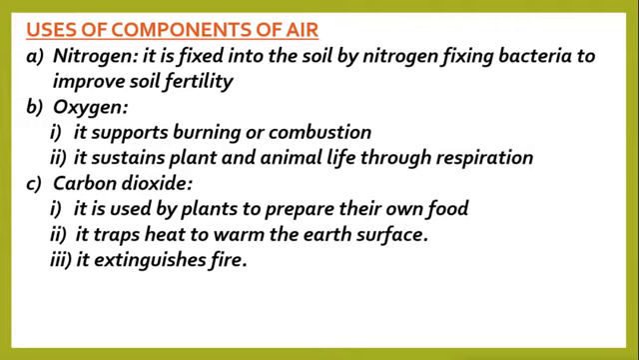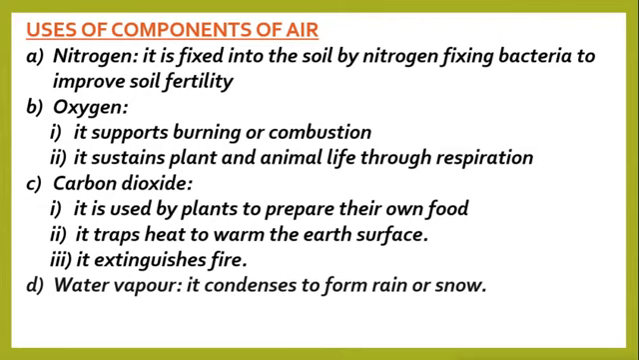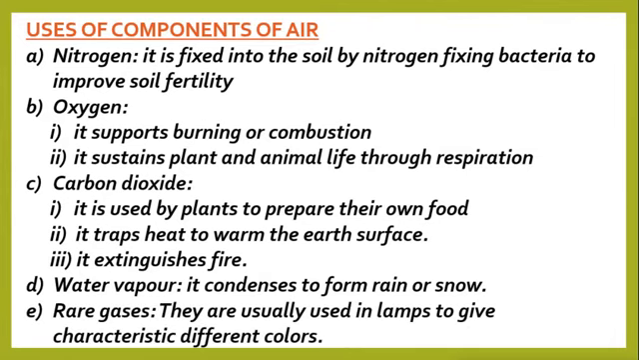Of course, we have other uses like refrigerants in fridges, etc. Now let's look at water vapor. Water vapor usually condenses high up in the sky to form rain or snow. Then rare gases mostly are used in fluorescent or incandescent lamps to give characteristic different colors: yellow, green, blue, white colors.